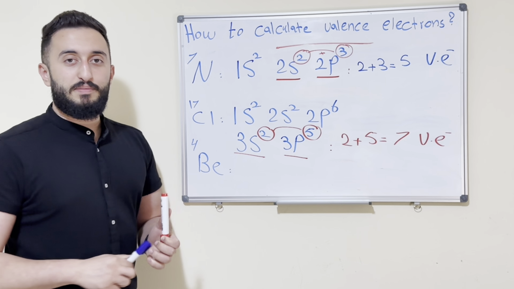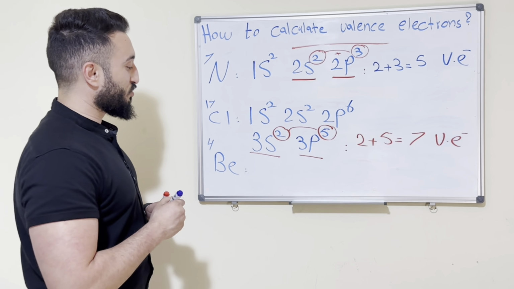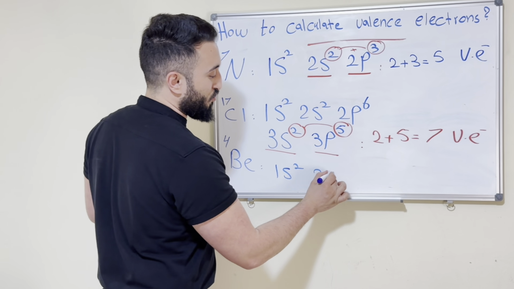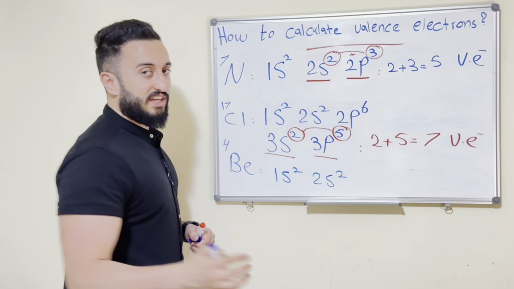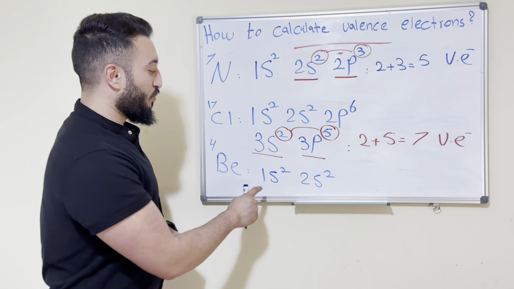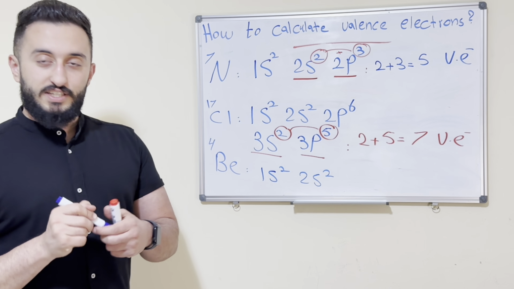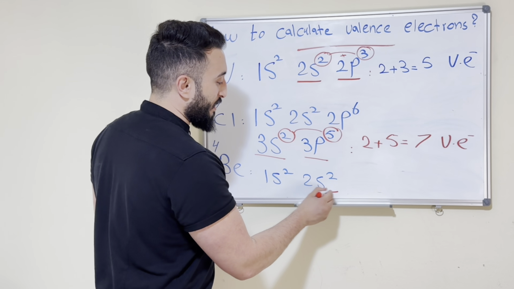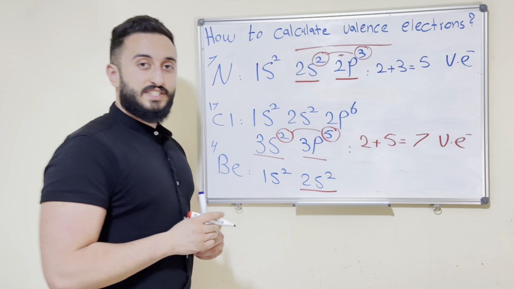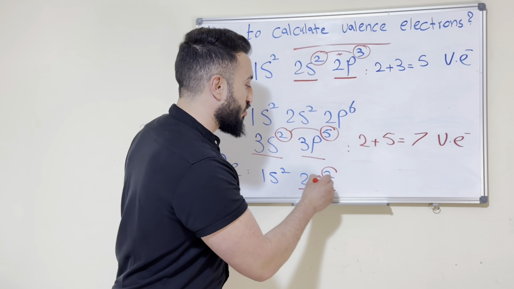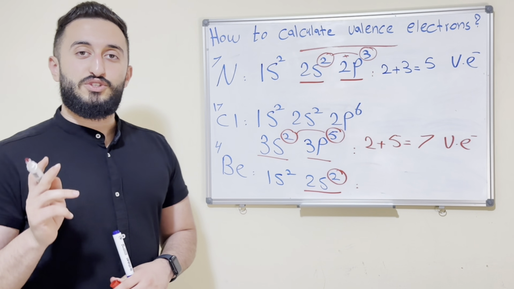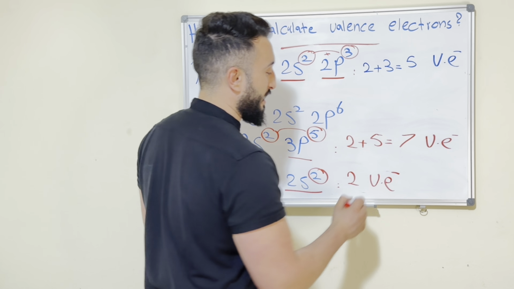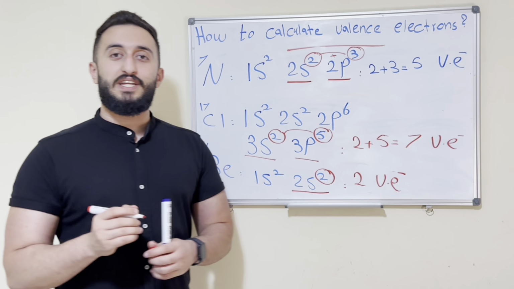What about beryllium 4? The electron configuration will be 1s2, 2s2, and now we filled the 4 electrons. Which one of them is the highest energy level? Basically it is 2s2. How many electrons can the 2s hold? It can hold 2 electrons, and these are the 2 valence electrons of beryllium 4.